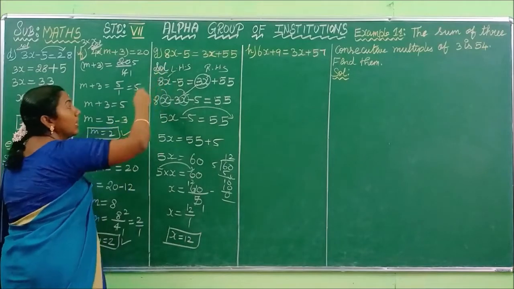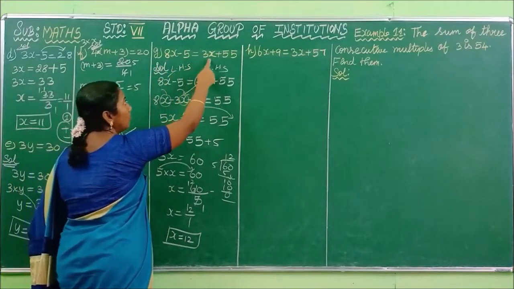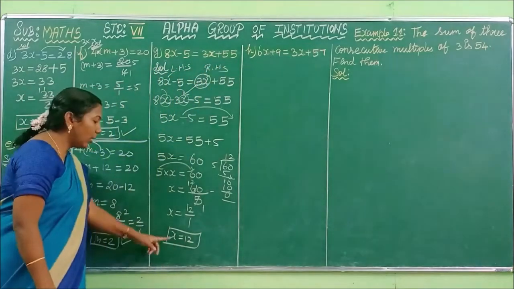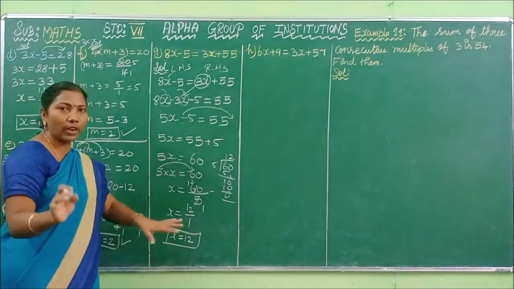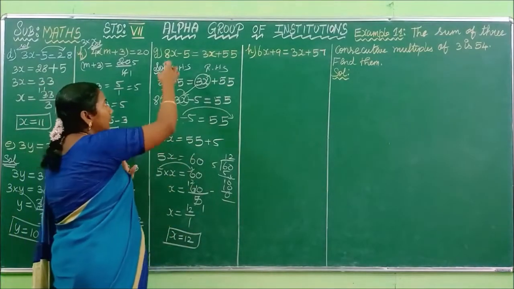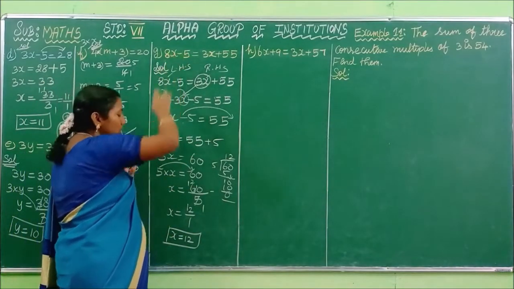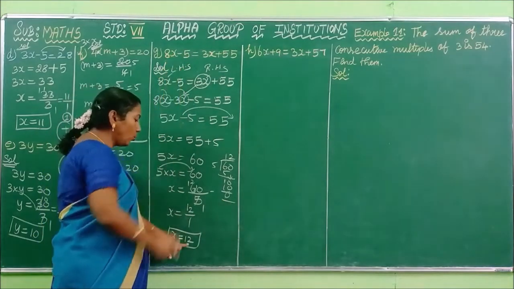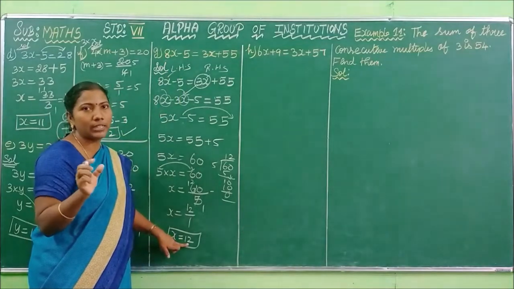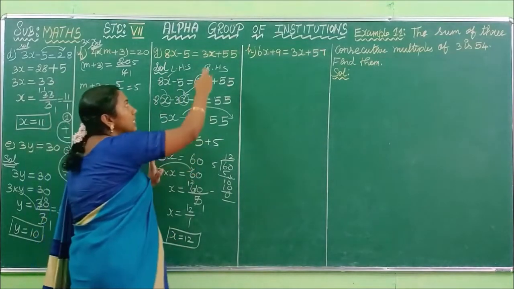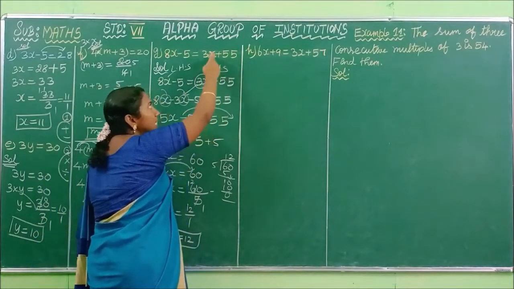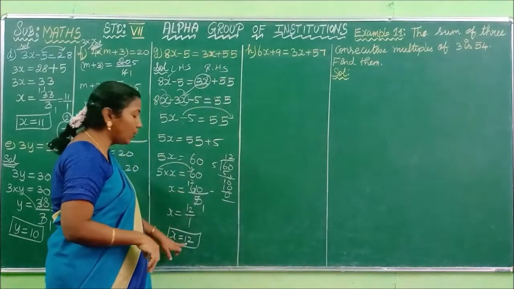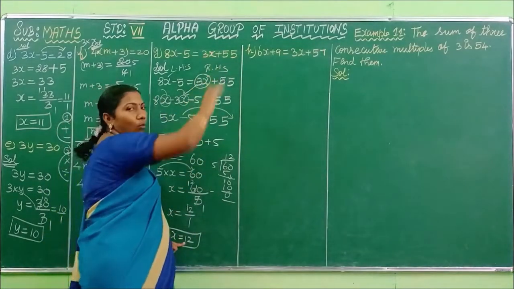See the question children. 8x minus 5 equal to 3x plus 55. We have found x equal to 12. Whenever you find free time, you check your answer. 8x minus 5. Substitute the 12 in this equation instead of x. 8 into 12 minus 5. You get one answer. Similarly, in the RHS, you also substitute the value 12 instead of x. You get one answer.